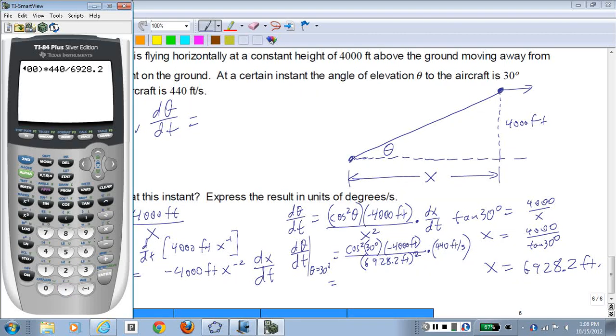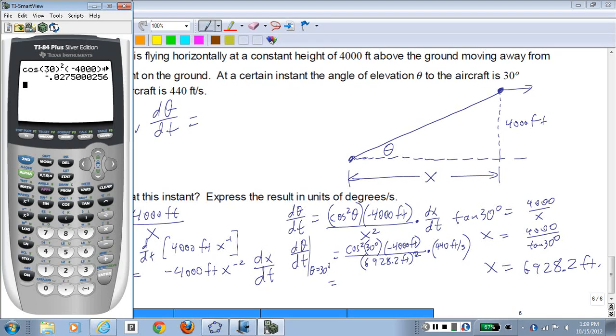6,928.2. Well, I probably should have put that in parentheses if it had been anything more complicated than just the number itself, but since it's just the number itself, I think I'll get by with it this time. As a rule, it's good to close that in parentheses.